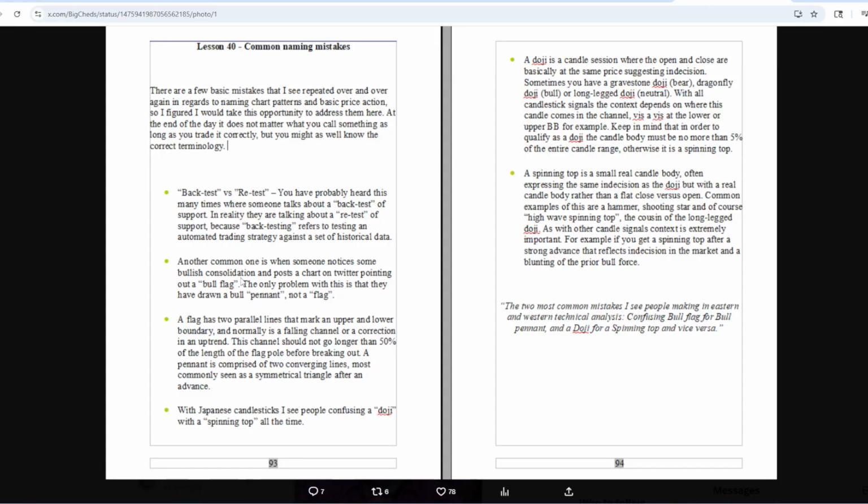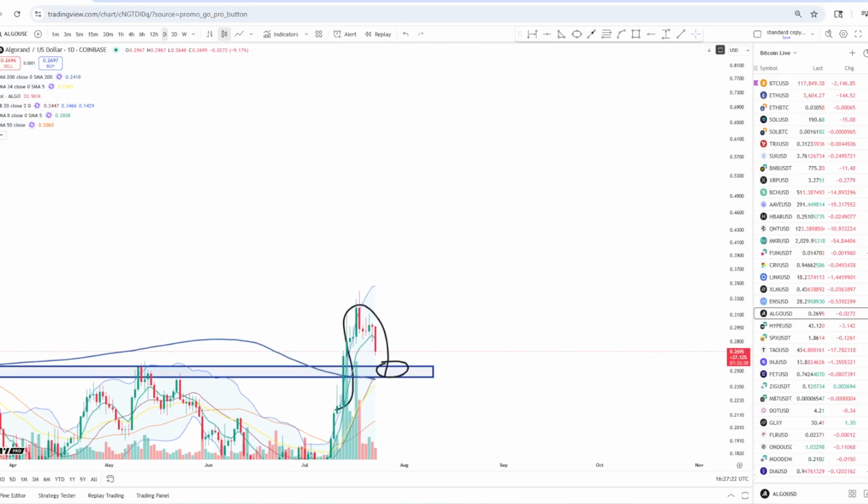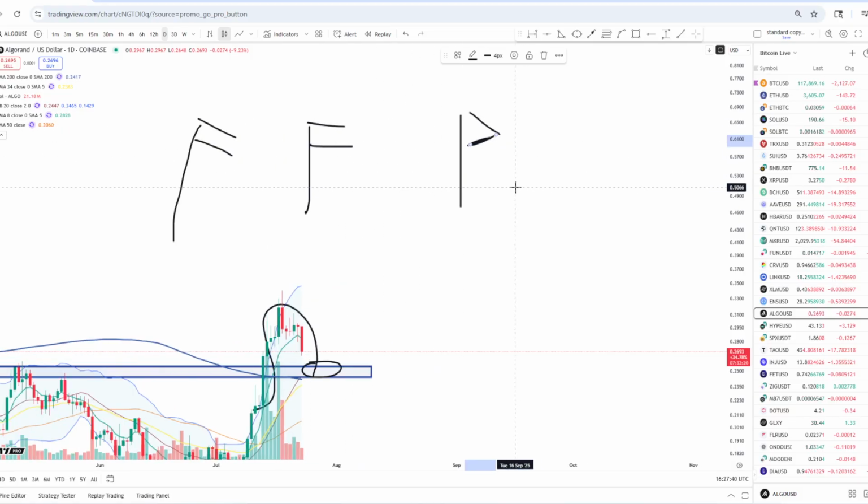Another big one is a bull flag versus bull pennant. People use it to describe when there's an advance and we have some type of consolidation. Now, this would be a bull flag. This would be another example of a bull flag. You could also have a rising bull flag. But this is a bull pennant, where you have the lines converging. A bull flag has parallel upper and lower channels.